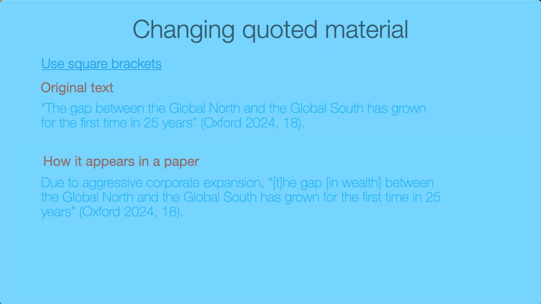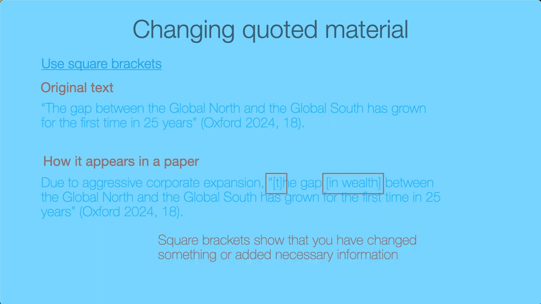Due to aggressive corporate expansion, the gap in wealth between the global north and the global south has grown for the first time in 25 years. The square brackets indicate the changes, namely the uppercase has been changed into a lowercase, as I no longer need the uppercase, and I've added some information which the reader needs in order to make sense of what's going on.